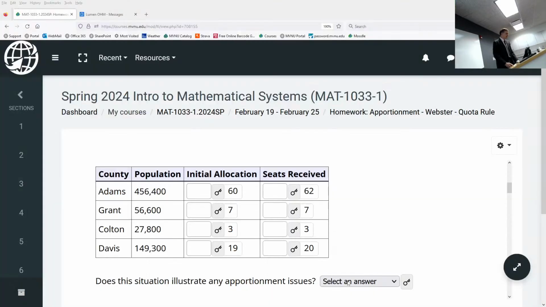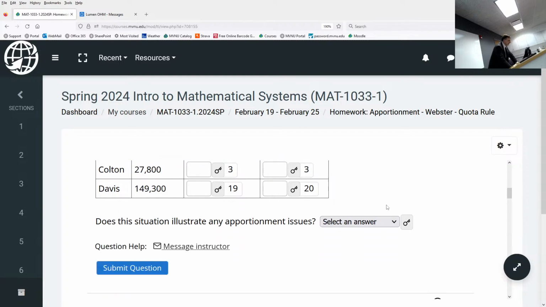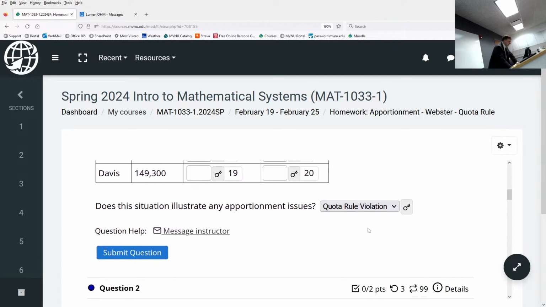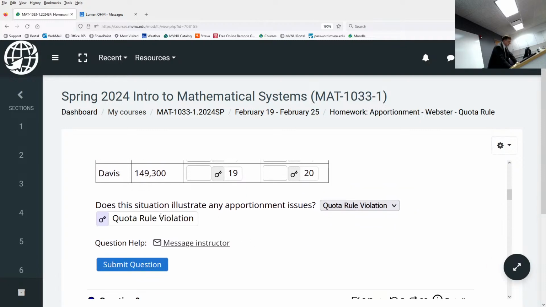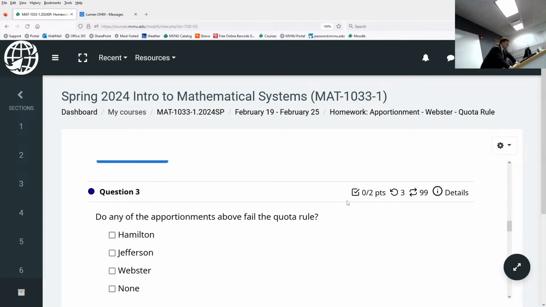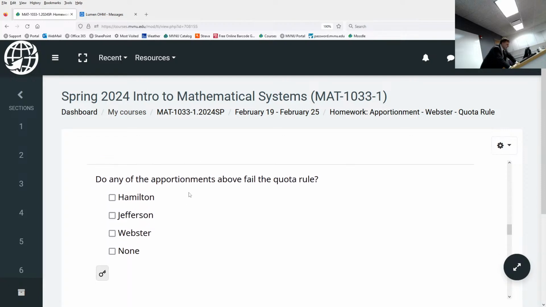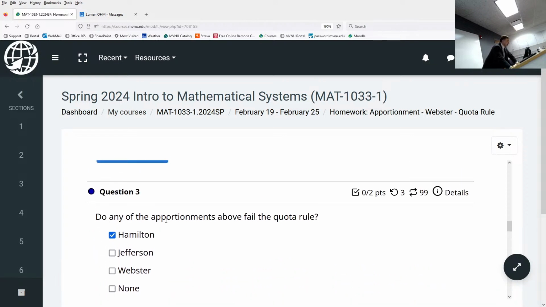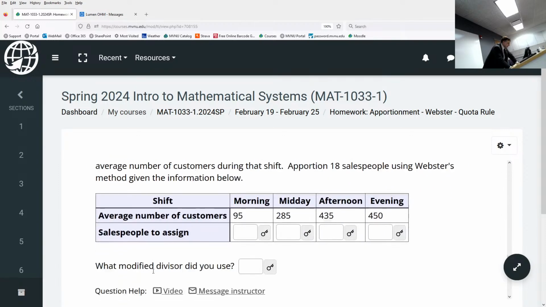When you do this yourselves, you'll probably get a quota rule violation for the first one. You probably have different numbers. I can just click that and you can see, quota rule violation. The other one, same deal. Notice Hamilton, Jefferson, and Webster. You can do all three of them. Do they fail the quota rule? It's not going to be Hamilton, by the way, because Hamilton cannot fail the quota rule. So don't check that one. It'll either be Jefferson, Webster, maybe both of them, maybe none. So you can work that one out on your own.